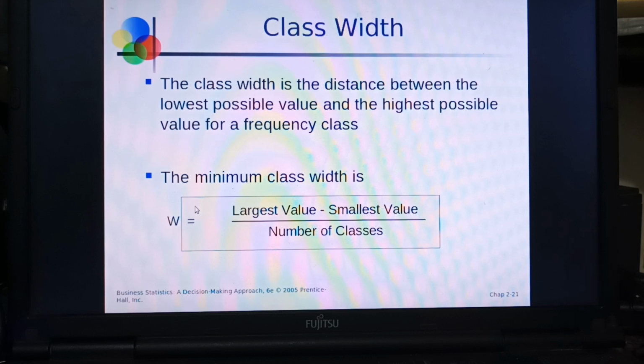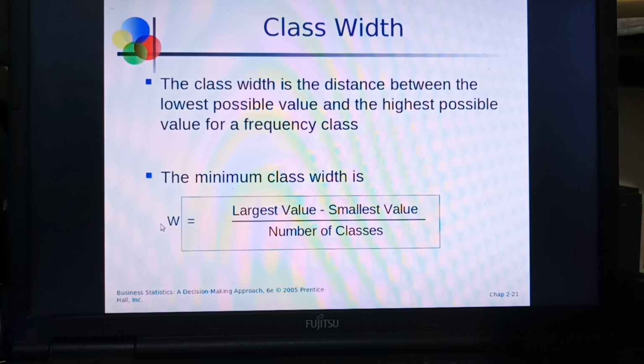Now, still with class width, the class width is the distance between the lowest possible value and the highest possible value for a frequency class. The minimum class width is given by W, this width, the largest value minus the smallest value over the number of classes.